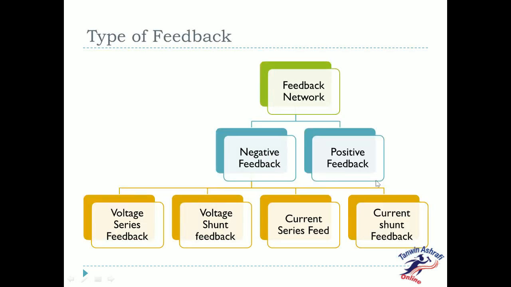Types of feedback. We have studied the types of feedback as negative feedback and positive feedback. Now, the negative feedback is again divided into four types: voltage series feedback, voltage shunt feedback, current series feedback, and current shunt feedback.